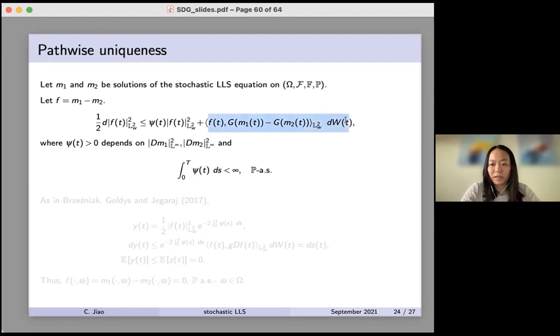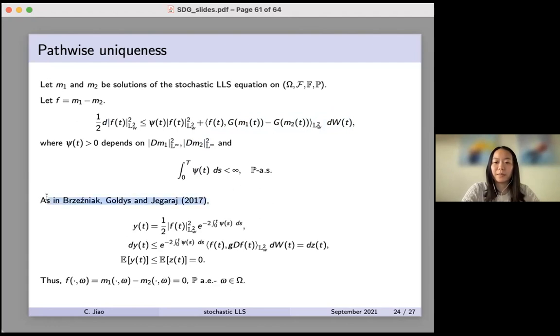For the diffusion part, we follow the idea in this paper to formulate a transformation of f squared. Then apply Ito's lemma to this transformation y, we obtain this inequality here. Note that the right-hand side, dz, does not contain any drift terms thanks to the exponential transformation with the psi. So the right-hand side, z, is a well-defined martingale. In other words, it has expectation 0. This implies the expectation of y is 0.